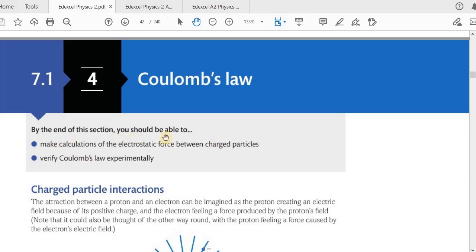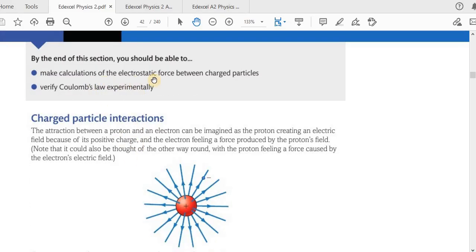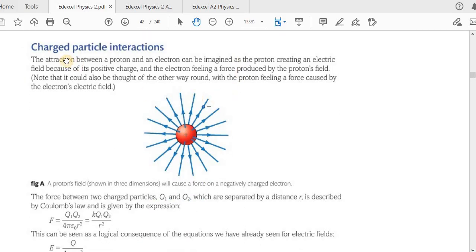By the end of this section, you should be able to make calculations of the electrostatic force between charged particles. Verify Coulomb's law experimentally. We will learn this now. Make calculations of the electrostatic force between charged particles. Charged particle interactions. And this equation is the Coulomb's law.